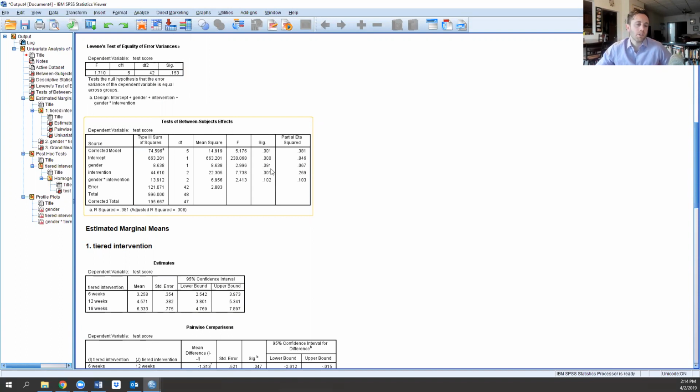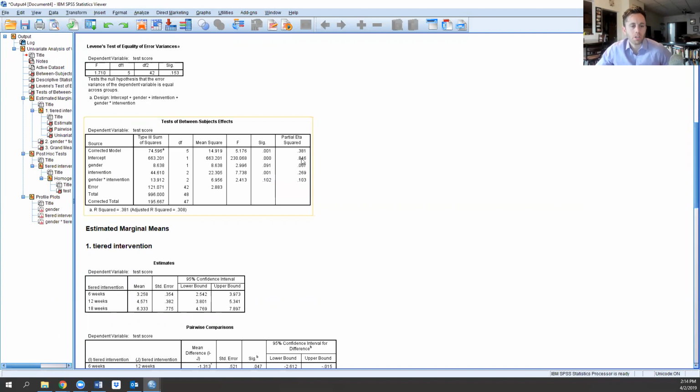0.091, which does not meet the 0.05 threshold. On the other hand, we have intervention, which is statistically significant at the 0.001 level, meaning that the intervention had a significant impact on overall test score. Again, right here, test score. So this intervention was significant to the test score.